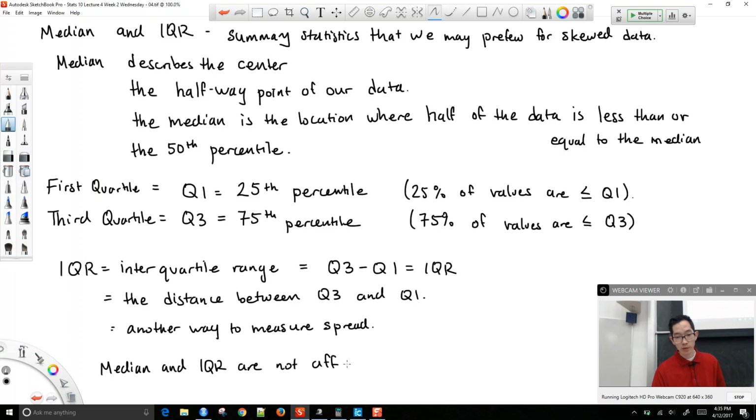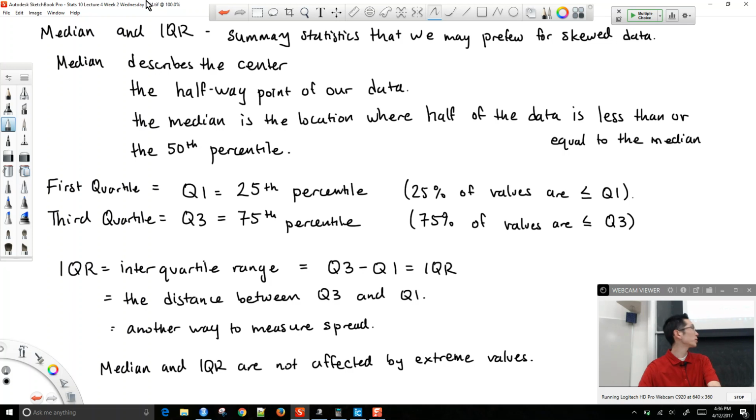So if you want a measure of center and a measure of spread that is not affected by extreme values, then you can use the median and IQR. However, if you want to take into account that these extreme values exist, then the mean and standard deviation will account for those extreme values in there. Okay?